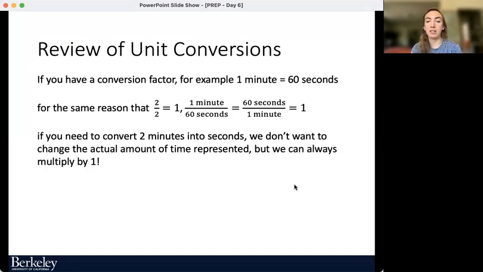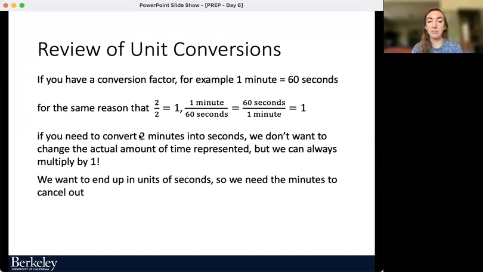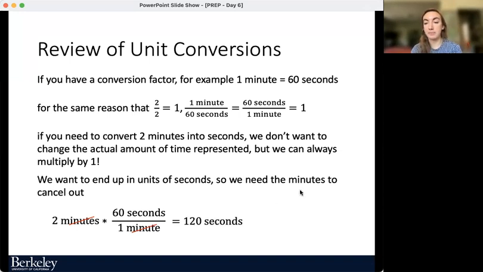So if we need to convert, let's say, 2 minutes into seconds, we don't want to change the actual amount of time that we're talking about, but by multiplying by 1, we are not changing the amount of time represented, we're just changing the units. So we have minutes and we want seconds. So we need the minutes to cancel out, and so we want minutes to be on the bottom. So if we have 2 minutes and then 60 seconds divided by 1 minute, then the units of minutes will cancel out and we'll end up with 120 seconds.